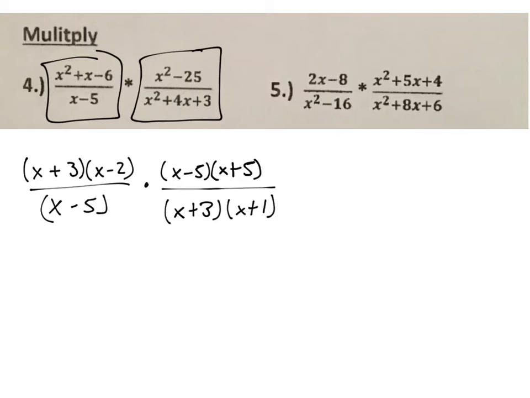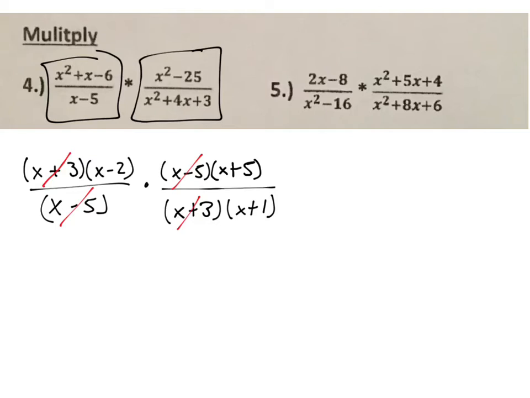Remember, when you simplify fractions, if they're being multiplied together, you can also cancel out diagonally. So in this case, we should be able to cancel out this x minus 5 with 1 here, and then this x plus 3 with this one here. Okay, this makes this a lot easier for us to deal with right now.